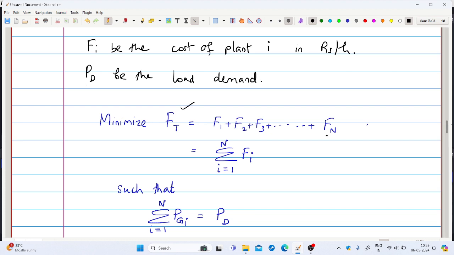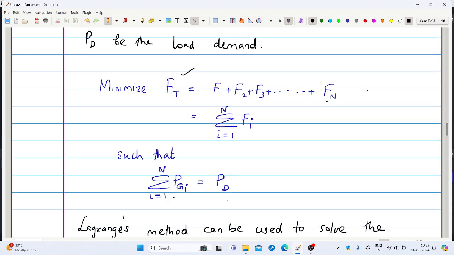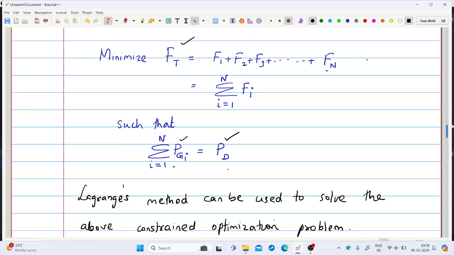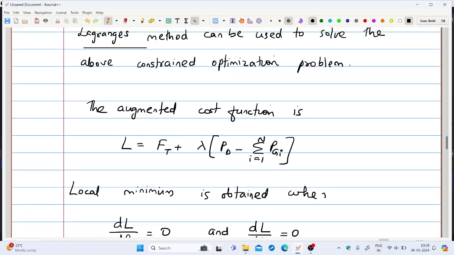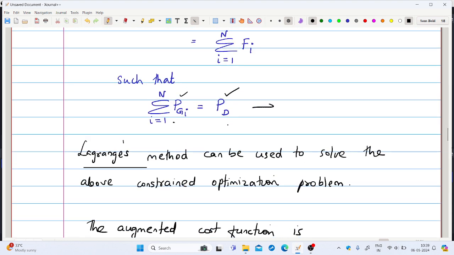We have to minimize this subject to the constraint that total generation meets the total demand. Total demand is Pd, total generation is Pg1 plus Pg2 plus Pg3 etc. up to Pgn, which is written as sigma i equal to 1 to n Pgi. This constrained optimization problem can be solved using Lagrange's method. In Lagrange's method, we form an augmented cost function that is obtained by adding the objective function plus lambda times this constraint part. This constraint is written in this form: Pd minus sigma i equal to 1 to n Pgi equal to 0.